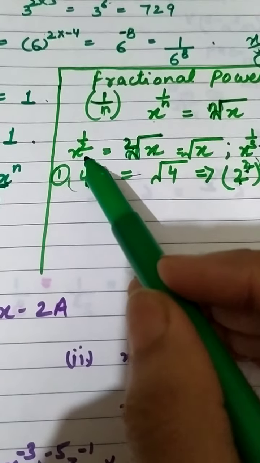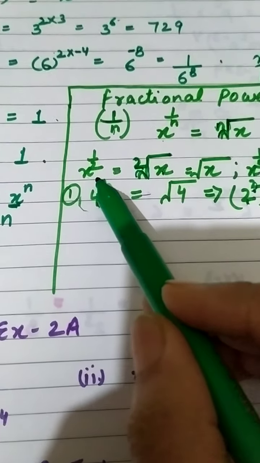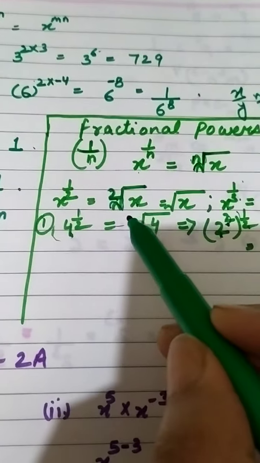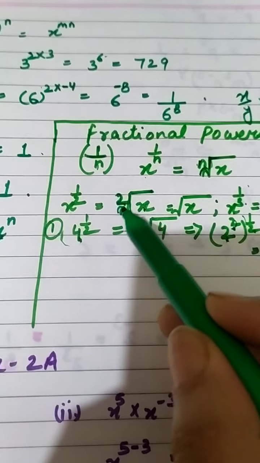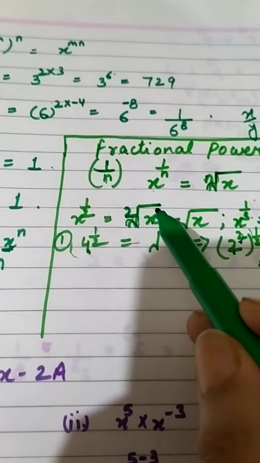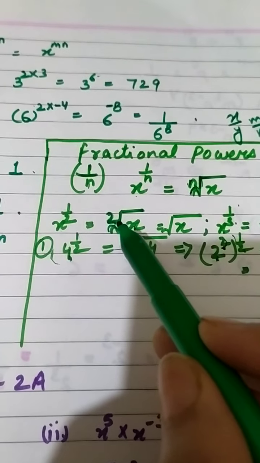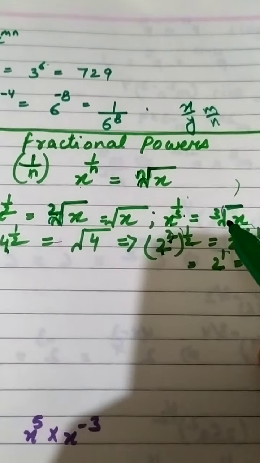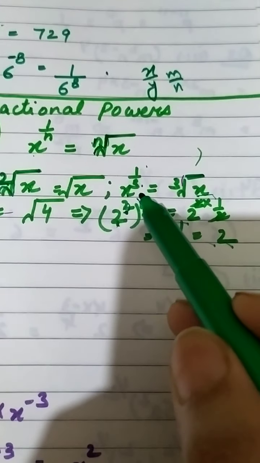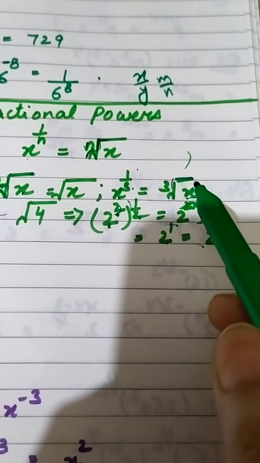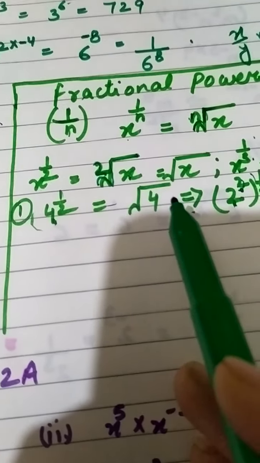Let us take one example. If x raised to the power 1 upon 2, 1 upon 2 is in fraction form, then how we will write? X raised to the power x square root, and then you will write 2 here. Okay, like this also x raised to the power 1 upon 3, then square root x, and you will write 3 here. So how you will solve this type of questions?